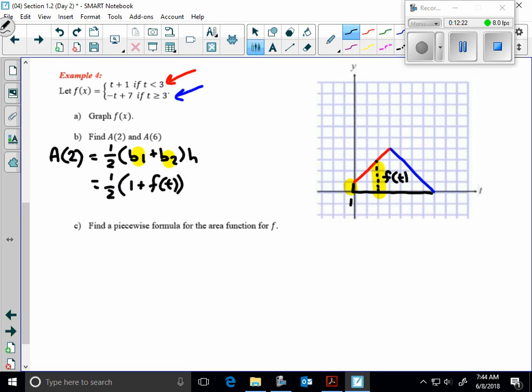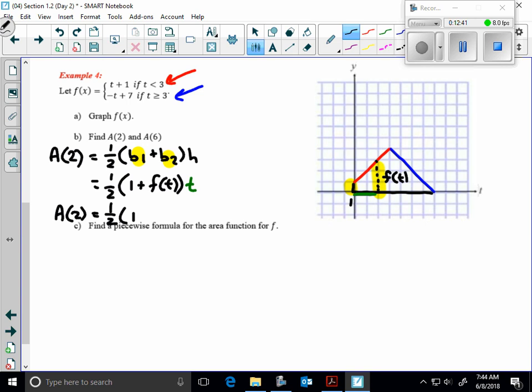And the height is going to be this length, which in this case will be, well, it doesn't really matter, but basically I'm going to use t for that length. Okay, so let's plug in and solve for A of 2. All I'm doing is plugging in a 2 for t.